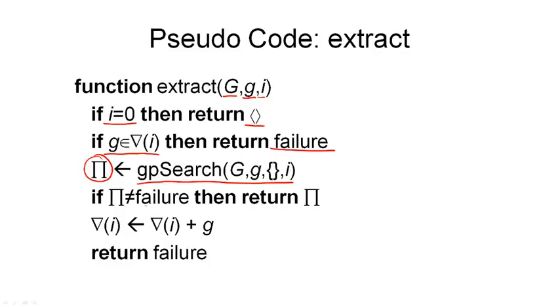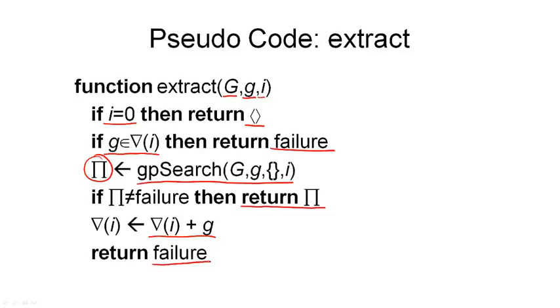If it's unequal to failure, so if we found a plan, then we simply pass this plan through, we return this plan. Otherwise, this is the case where we've seen our sub-goal g for the first time, we've tried to search for it and we failed. So that means we need to update our no-good table and we add our sub-goal g to the no-good table at layer I. And then we simply return failure because we haven't found a plan at this point.